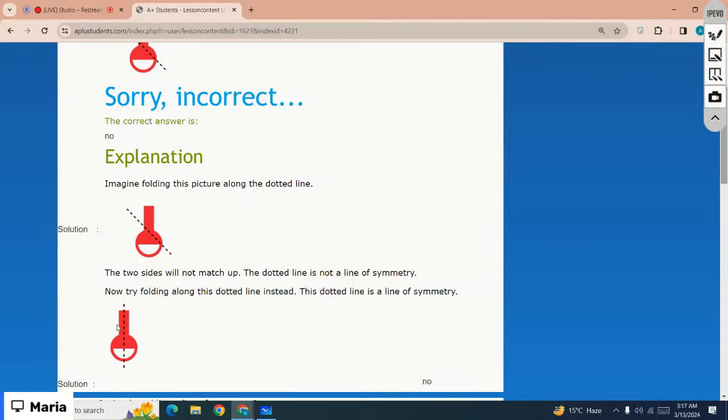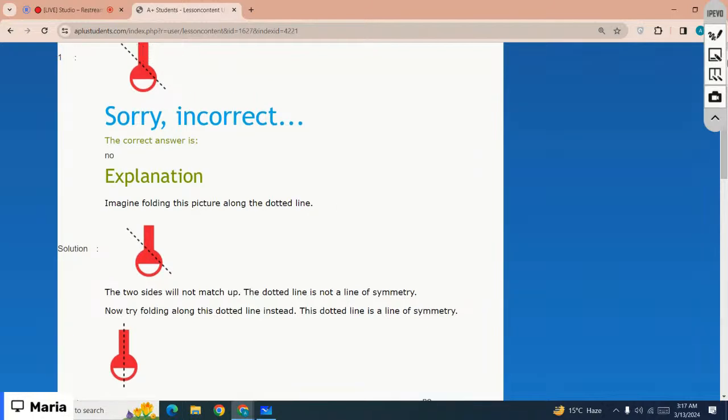Like if you have a dotted line like this, you fold the image. They both are exactly the same. Both the portions are exactly the same. That means that the dotted line is a line of symmetry, but this one is not a line of symmetry, right? If you fold the image and the two sides match up, that means they have a line of symmetry. Got it? Let's just start with the test questions.